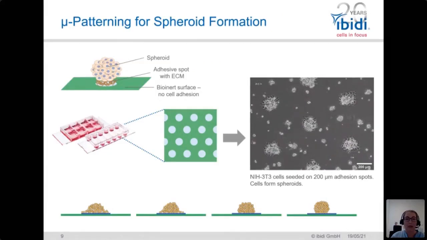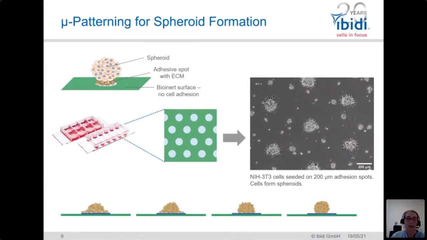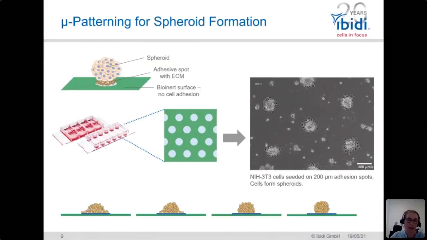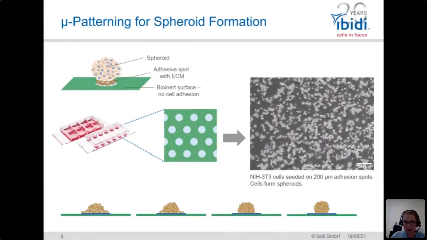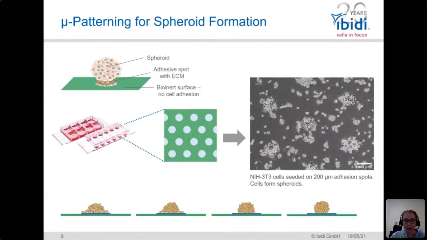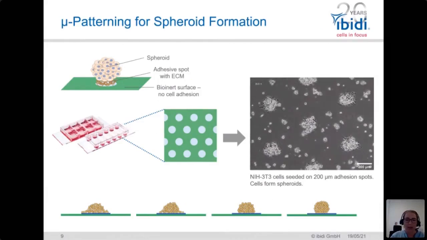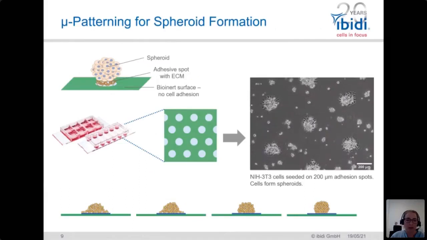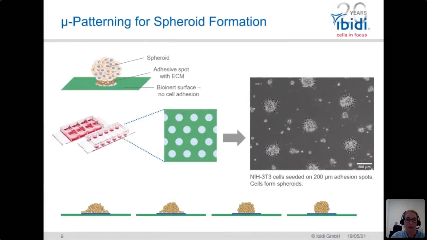Then they grow further, either by cell aggregation, like here in the movie, or also by cell proliferation, if, for example, fewer cells are seeded. And as illustrated in the scheme on the bottom, the cells form stable round aggregates or spheroids over time that are attached to the surface.